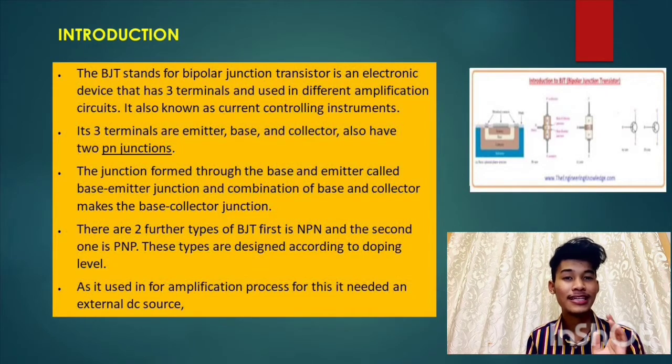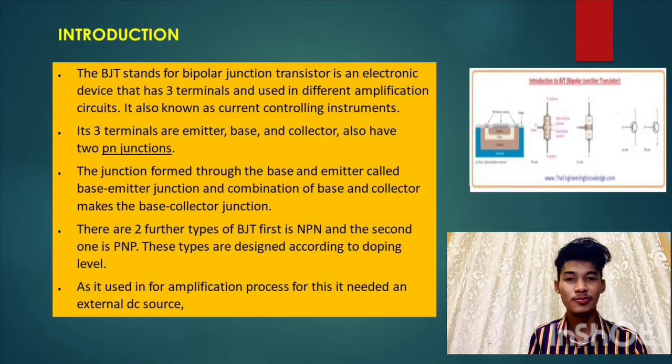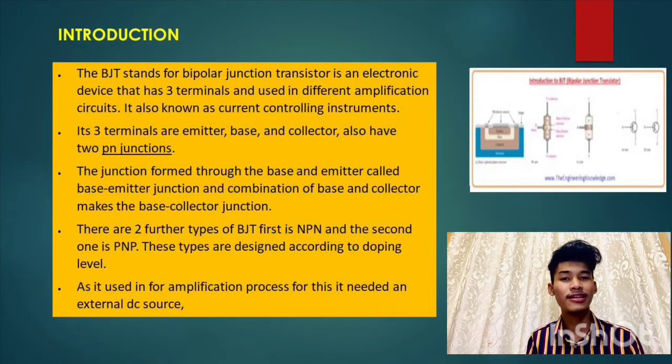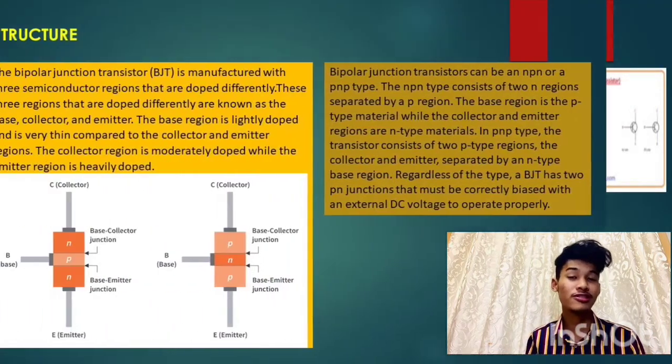There are 2 further types of BJT. First is NPN and the second one is PNP. These types are designed according to doping level as it is used for the amplification process. For this, it needs an external DC source. Okay, we move to structure.